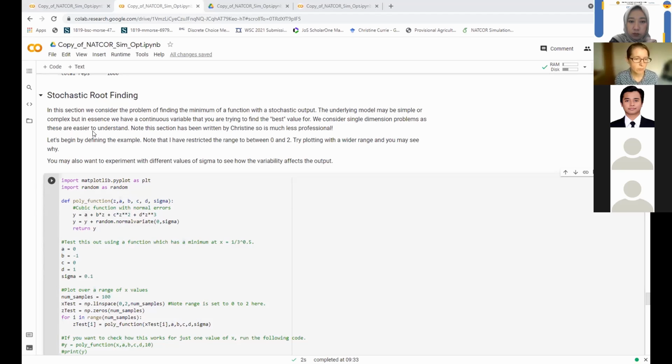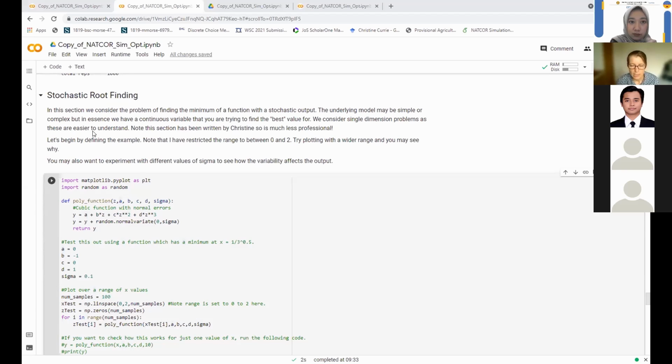So stochastic root finding is what we're looking at now, and that's what we introduced before. We're finding the minimum of a function that has a stochastic output, or some randomness in there. The underlying model may be simple, it might be complicated, but we don't really know what's going on. In essence, we have a continuous variable, this is our x, and we're trying to find the best value for that x.